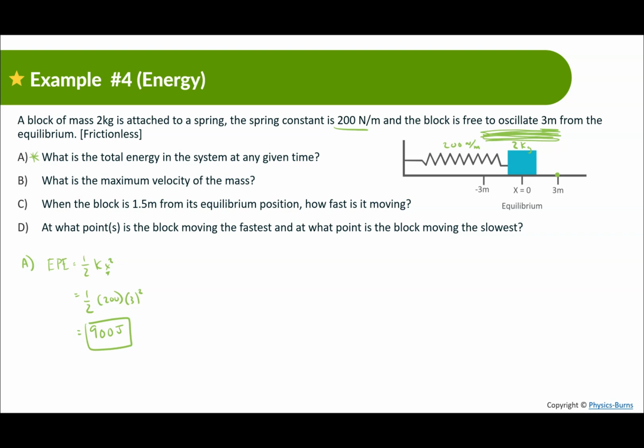Sometimes it might be all kinetic energy. Sometimes it might be all elastic potential energy. And a lot of times, it'll be some elastic potential energy and some kinetic energy. Okay, part B is, what is the maximum velocity of the mass? So that means we're looking for how fast it is going right at this point here, because that's the fastest point.